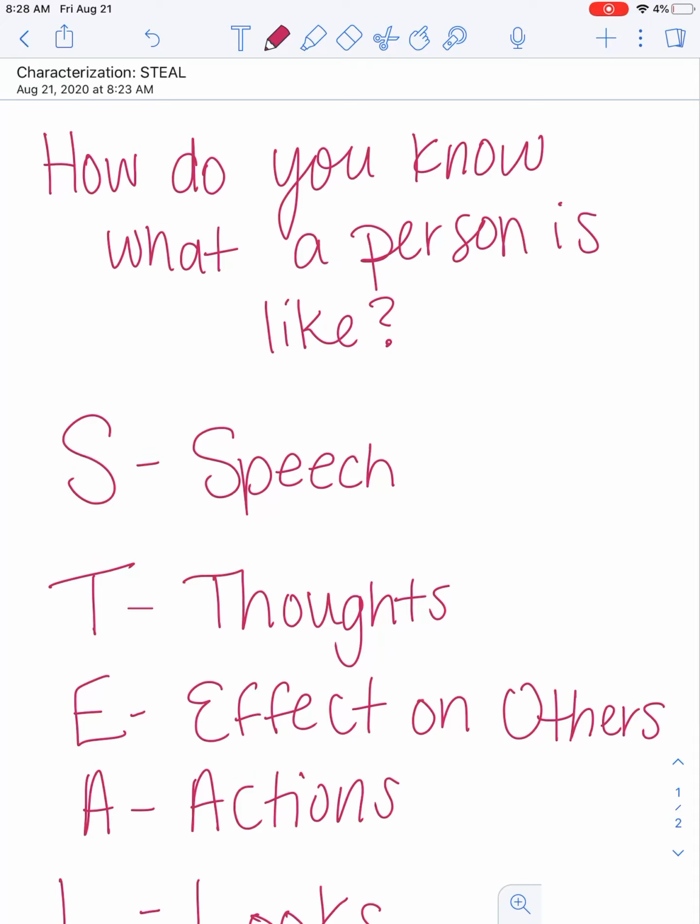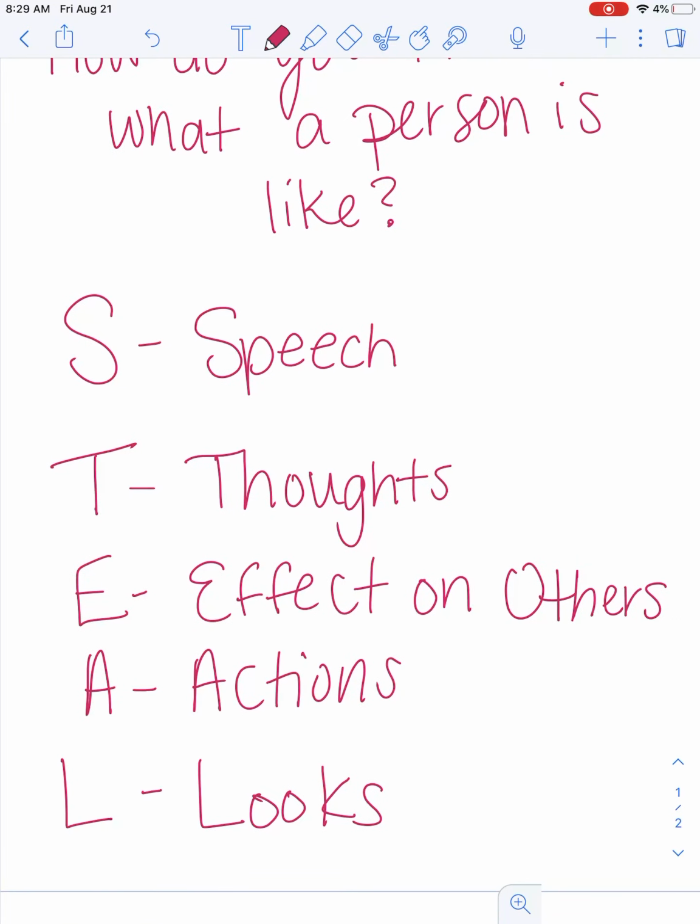So, there is an acronym that you have probably heard before that is STEAL, STEAL. And those are 5 letters that stand for 5 different things that you can look at to know more about what a person, or in this case, a character, is like. So the first one is speech.